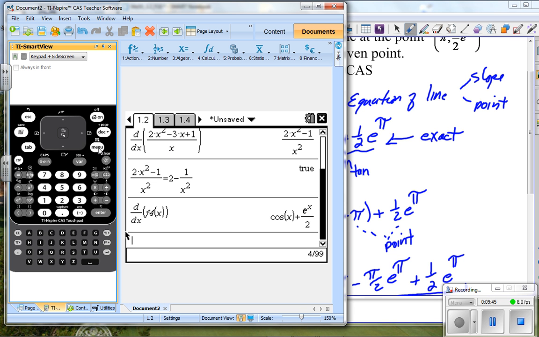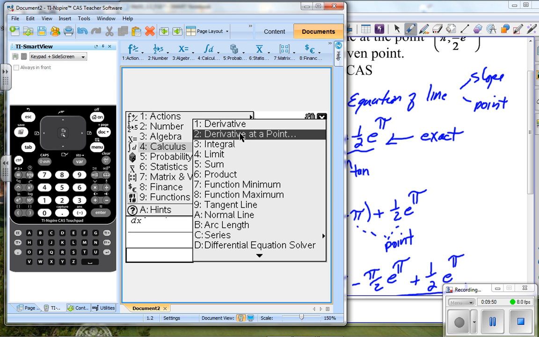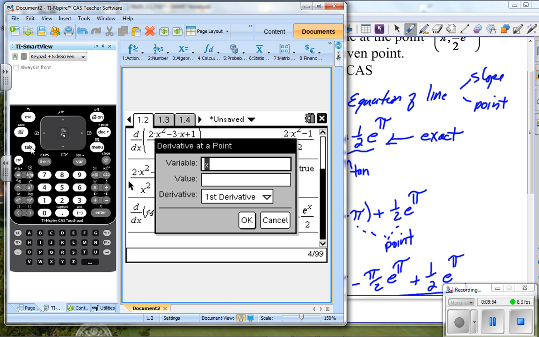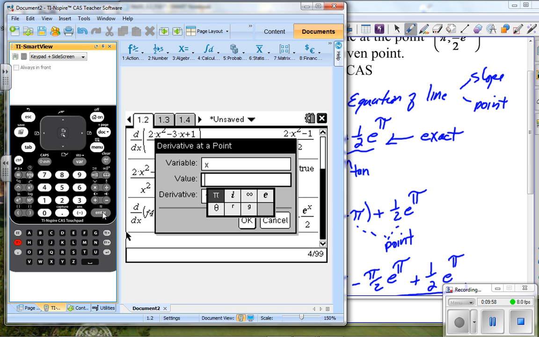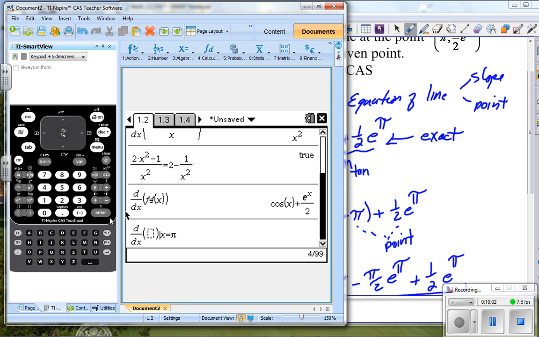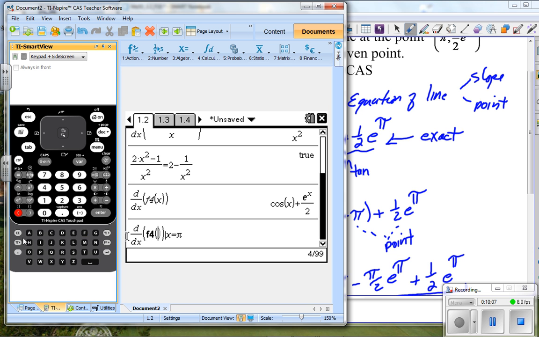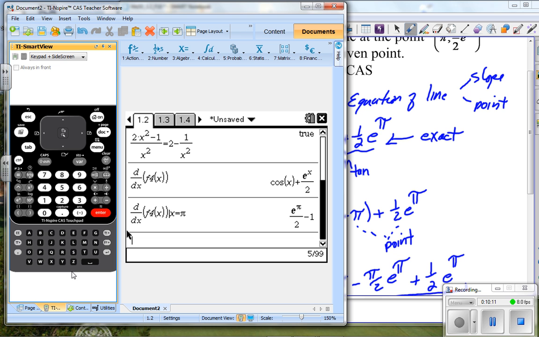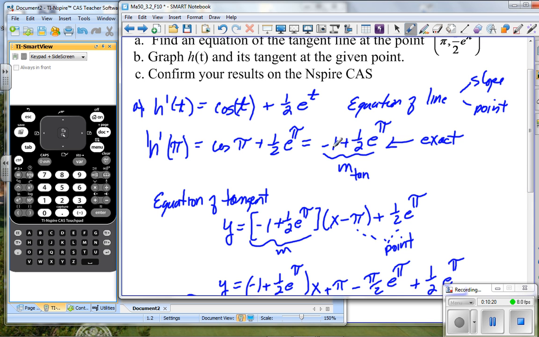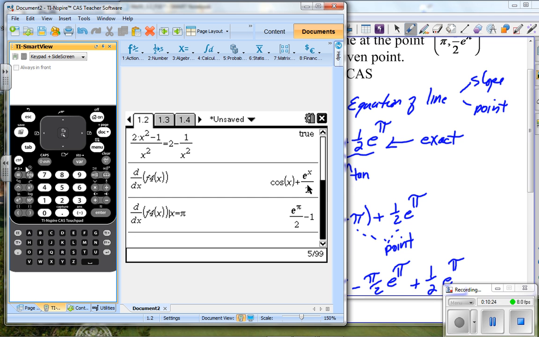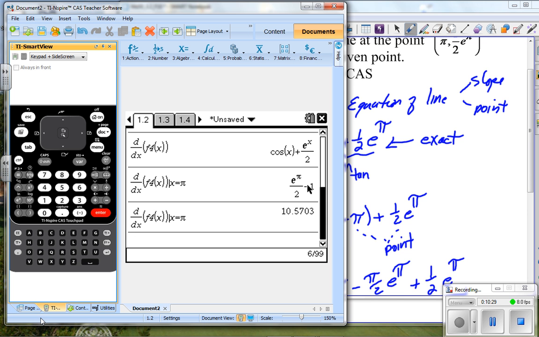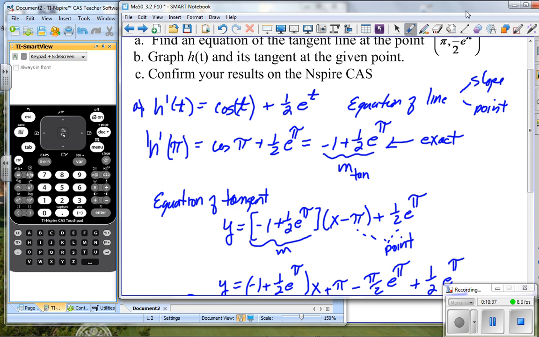We can also then go to menu and calculus. We haven't looked at this: derivative at a point. But let's do that, and we want this to be at the value pi, and then we need to put in our function again, so that's f4 of x. The value would be e to the pi divided by 2 minus 1, so that is our exact answer. Let's get an approximate answer of that, and there's our approximate answer, 10.5703. So our work over here, this is the exact answer, and the approximate is about 10.57.